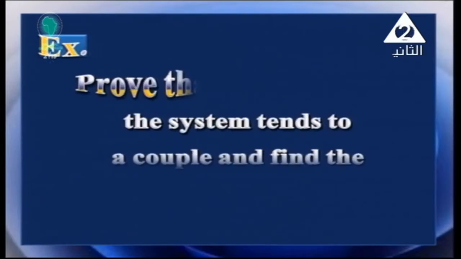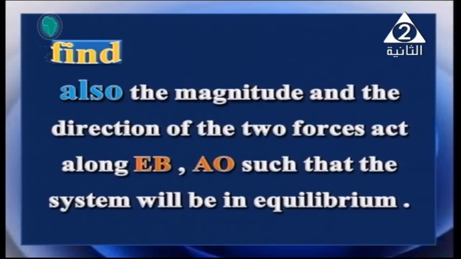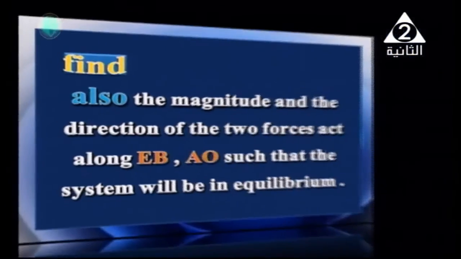Prove that the system tends to a couple and find the magnitude of its moment. Also, find the magnitude and direction of 2 forces acting along EB and AO such that the system will be in equilibrium. Solution.